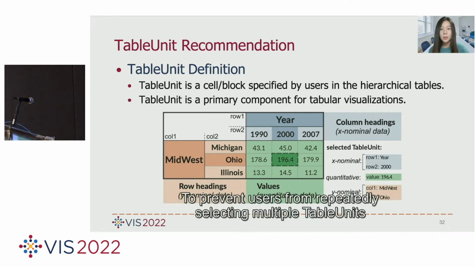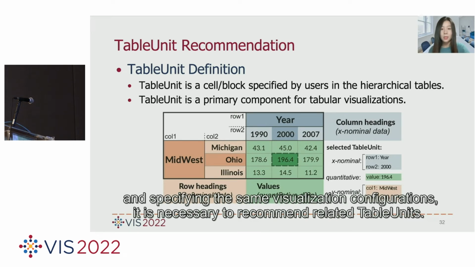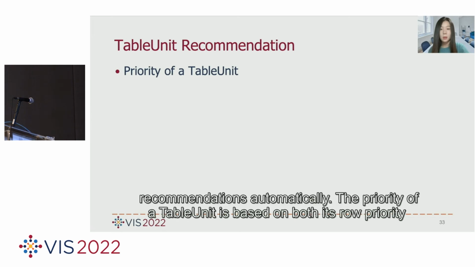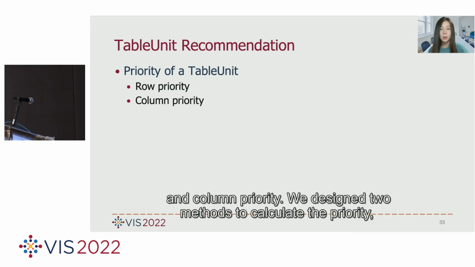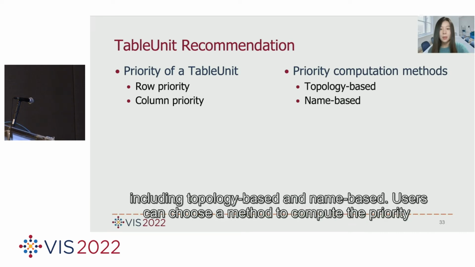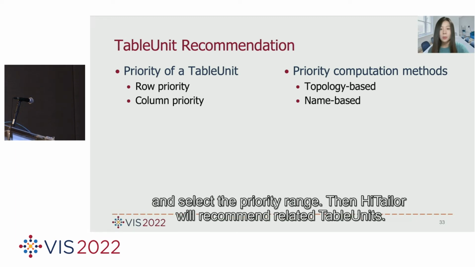To prevent users from repeatedly selecting multiple table units and specifying the same visualization configurations, it is necessary to recommend related table units. We define the priorities of table units to generate recommendations automatically. The priority of a table unit is based on both its row priority and column priority. We designed 2 methods to calculate the priority, including topology-based and name-based. Users can choose a method to compute the priority and select the priority range.